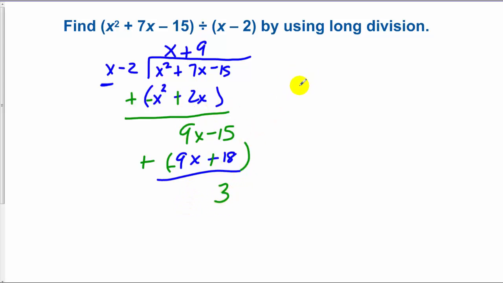So my solution is x plus 9 with a remainder of 3. Another way to express that is x plus 9 and 3x minus 2 left over.